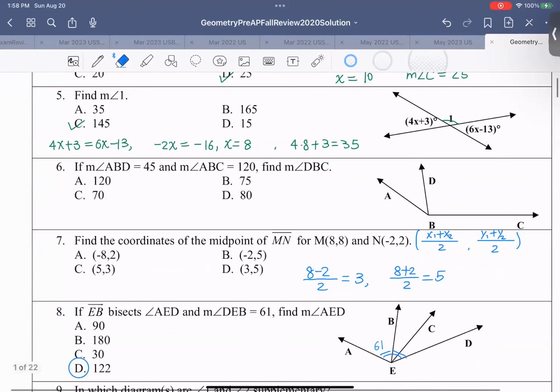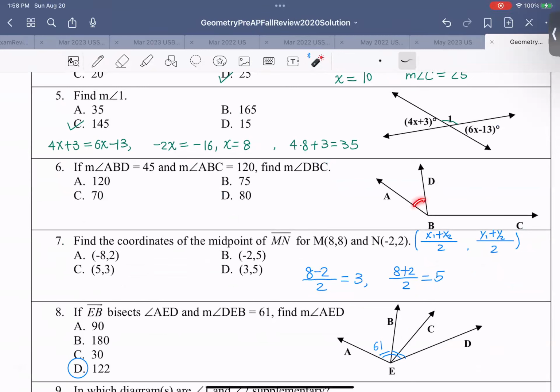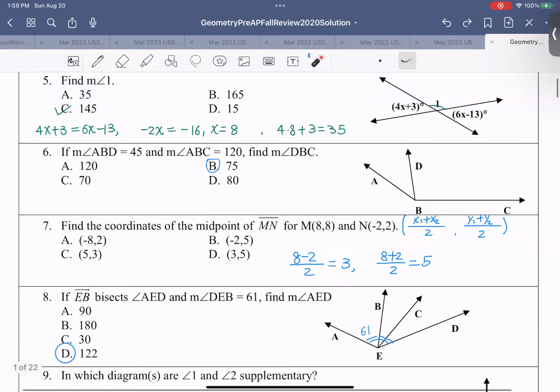Try here. Number 6. Look at this. This guy is 45, right? And then this total is 120. So how much is DBC then? You said ABD was 45, right? This is 45. This is 120. How much is this? You do this with subtraction. 120 minus 45 is 75. Okay.